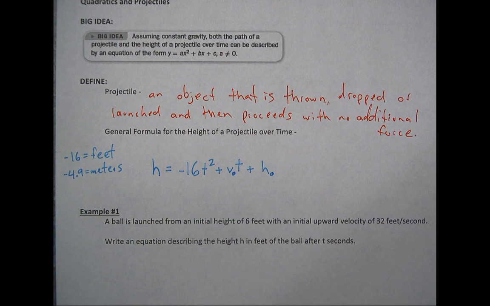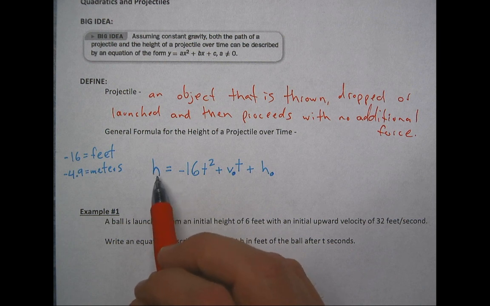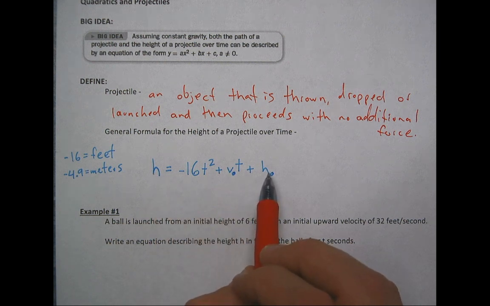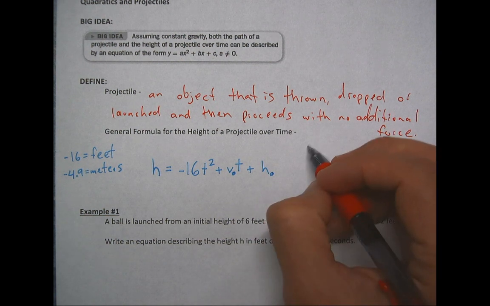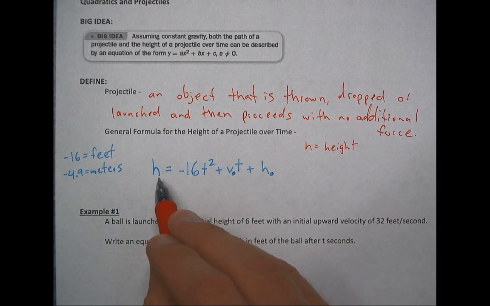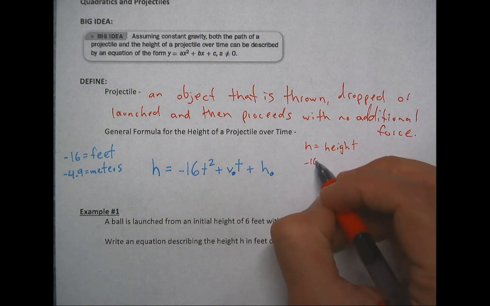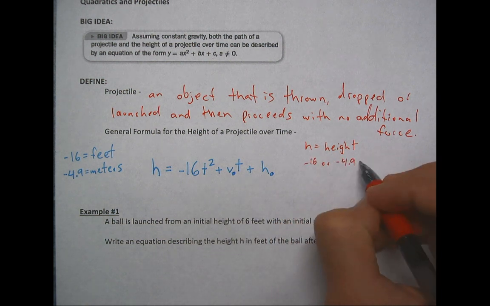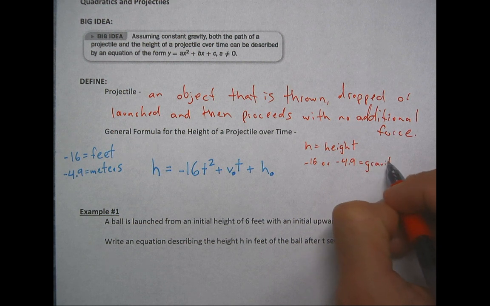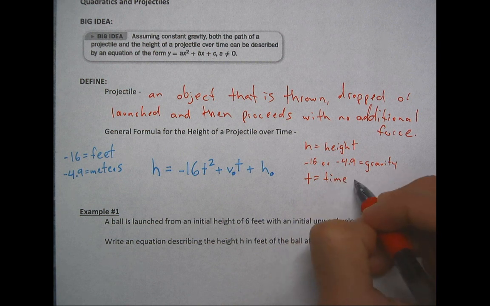That little subscript of 0 has to do with the initial something, so what you started with. So this h and this h are different. This h is the height that the projectile is at currently that we're going to find. This h is where it started. That's the initial height. So h is clearly the height, and that's what we're solving for. The negative 16 or negative 4.9 has to do with gravity. T equals time, and that's going to be in seconds.